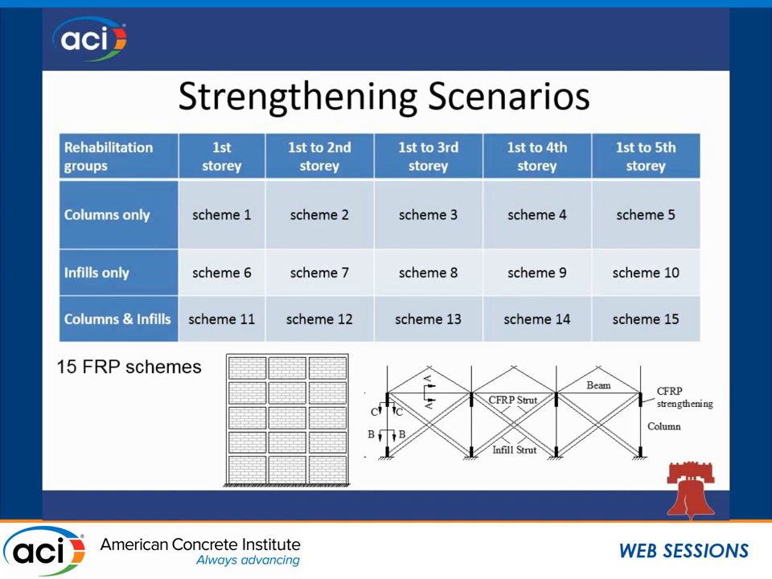We have not incorporated any strengthening of the beams. Given it's a gravity load design frame under seismic loading, the columns are going to become more vulnerable. And there have been other numerical studies in the literature that have also preferred the column strengthening over the beam strengthening. So this is a typical ground floor here, where here's the extent of the column strengthening, top and bottom of each column, and these are the diagonal FRP strips.